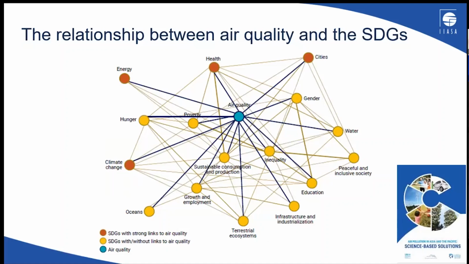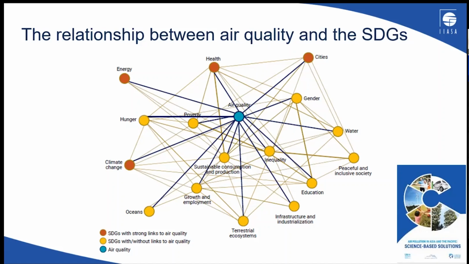Air quality and SDGs. Air pollution is linked with many of the United Nations Sustainable Development Goals. Here you can see the SDGs with strong links, and with or without links, to air quality. The UN Sustainable Development Goals have a strong focus on reducing environmental pollution. Specifically, SDG 3.9 seeks to substantially reduce the number of deaths and illnesses from hazardous chemicals and air, water, and soil pollution and contamination by 2030.